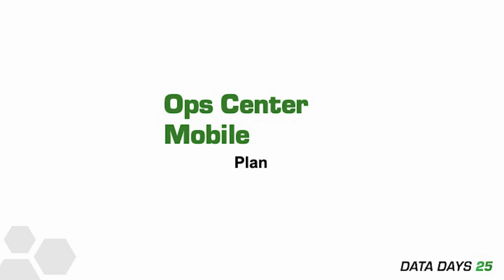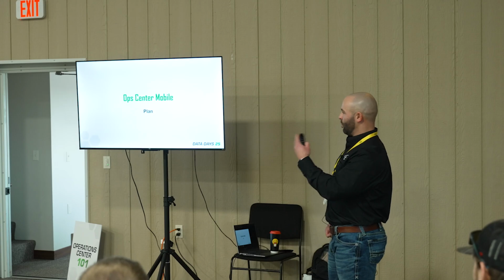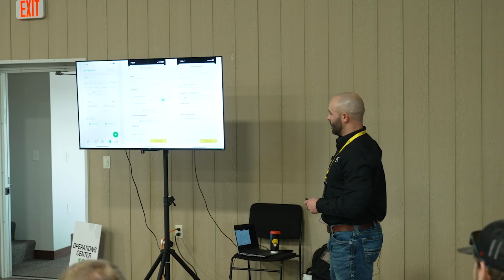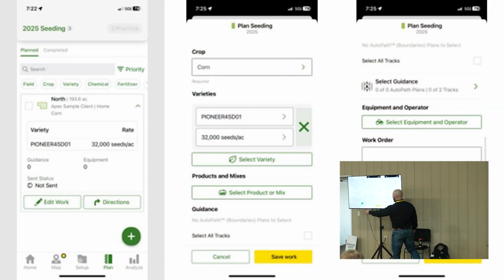So now we're moving on to Ops Center Mobile, and we're going to stick with that whole plan idea that we're talking about here. So on your tabs on the bottom, right, you got 5 tabs. Your second one from the right is going to be that plan option when you're in the mobile app.